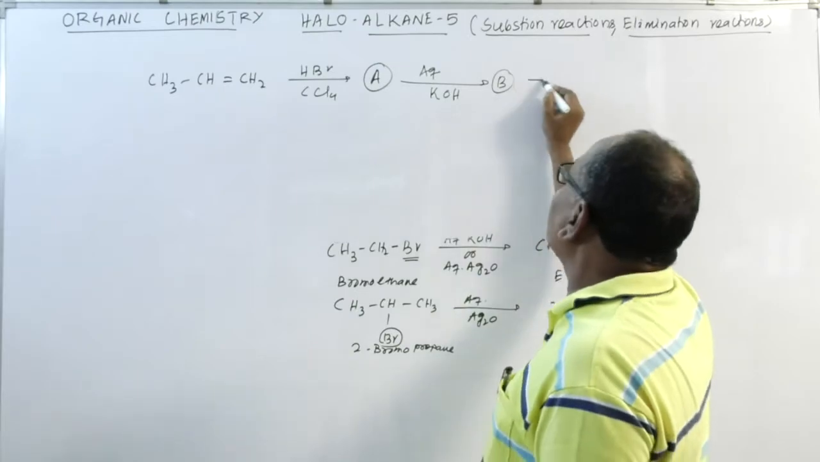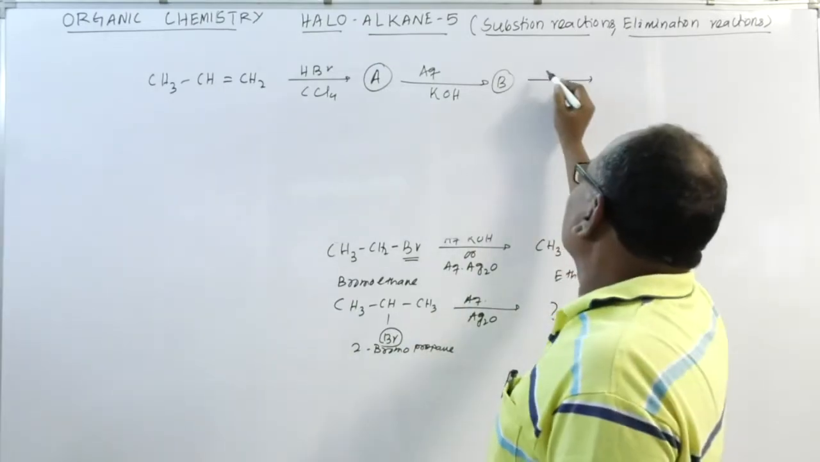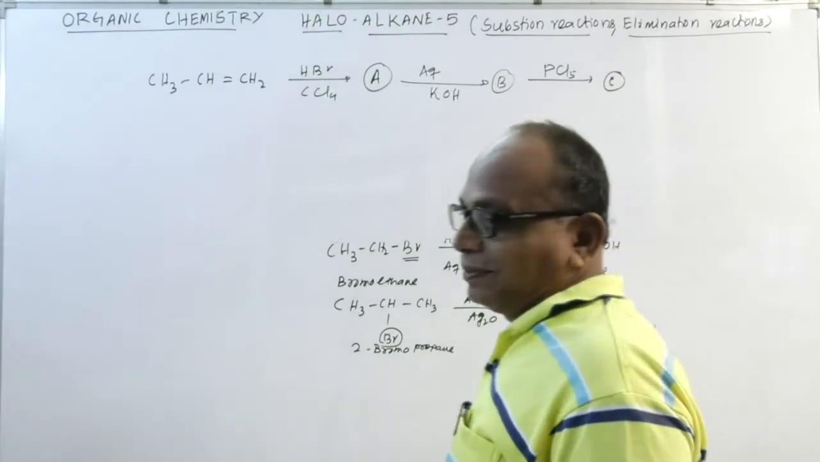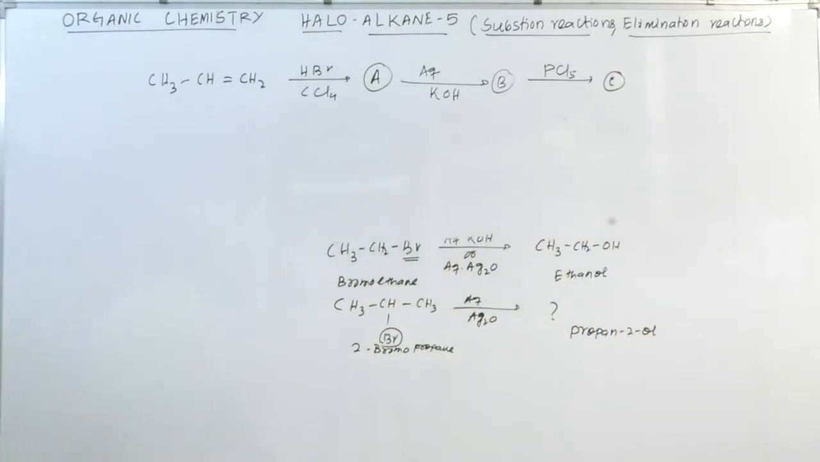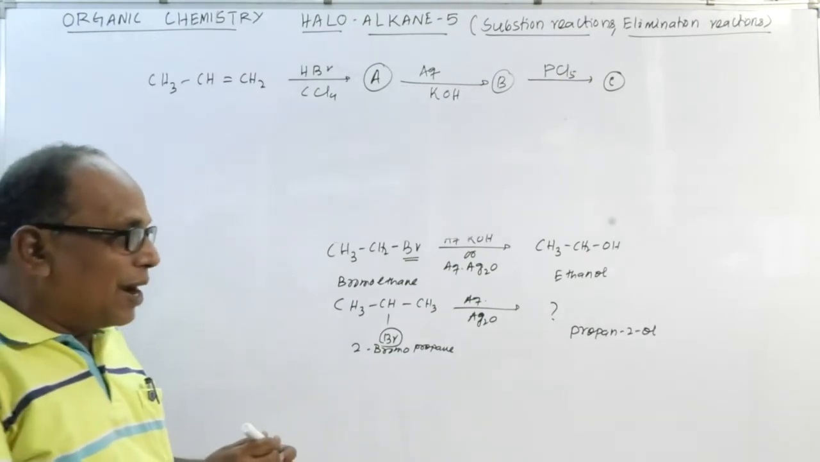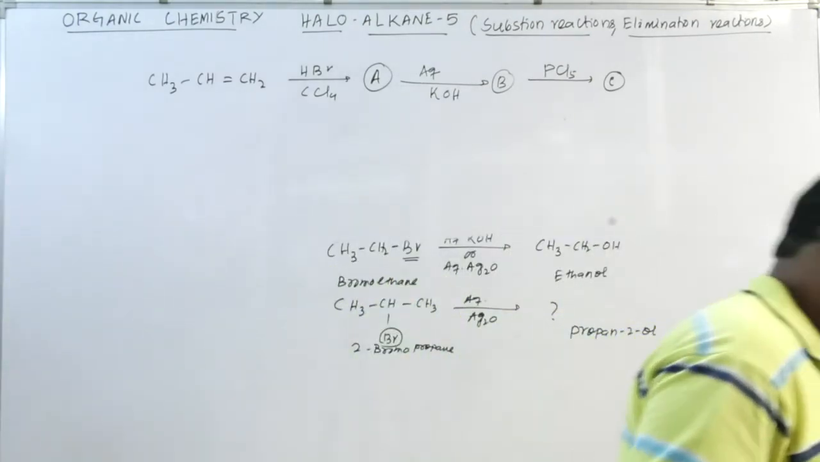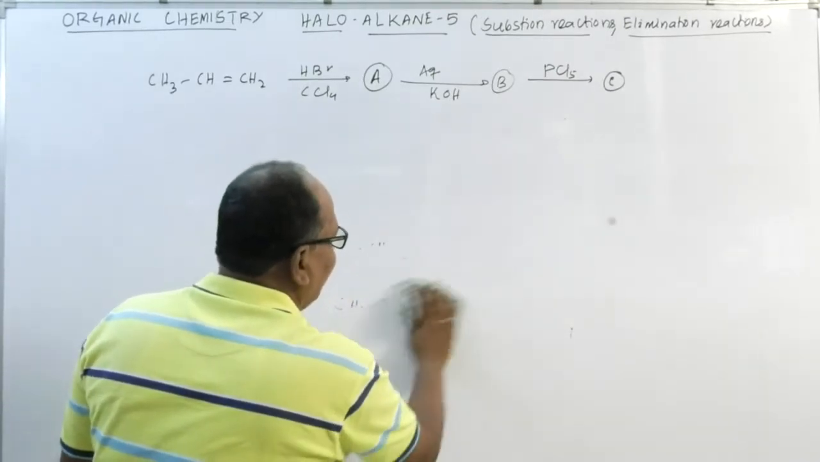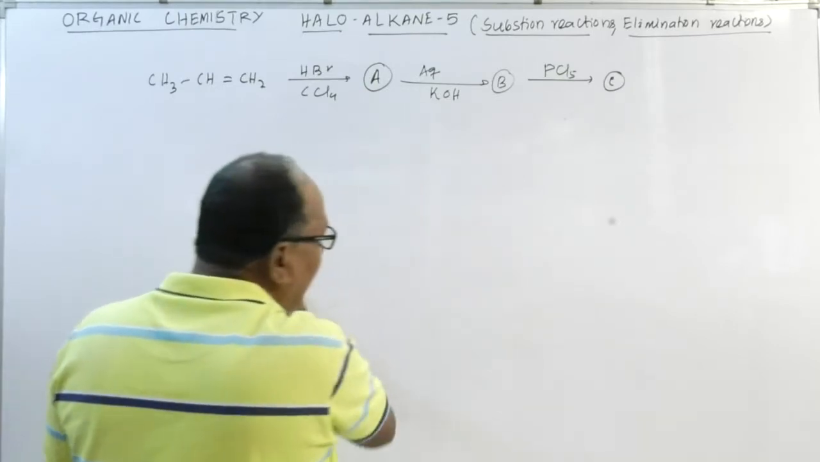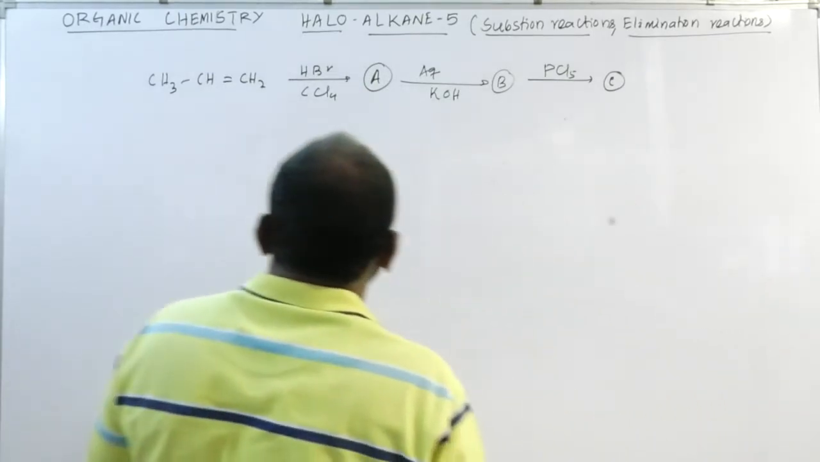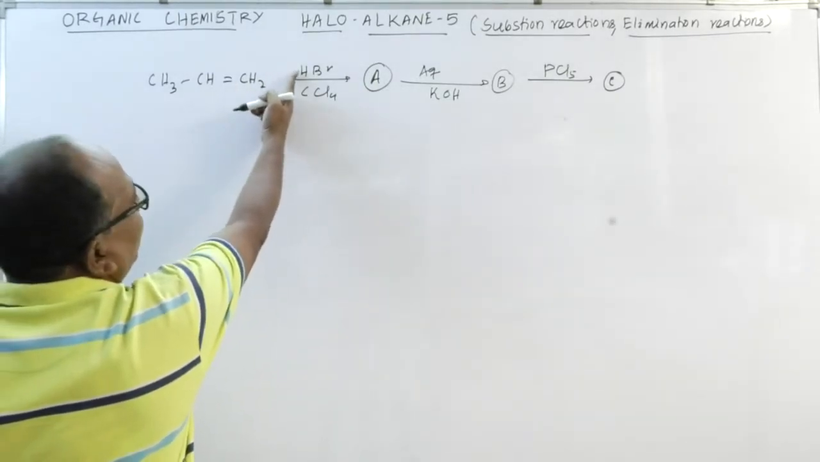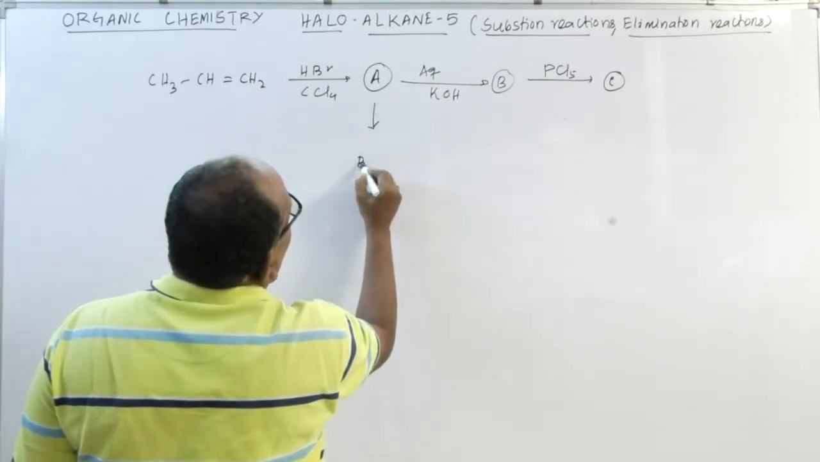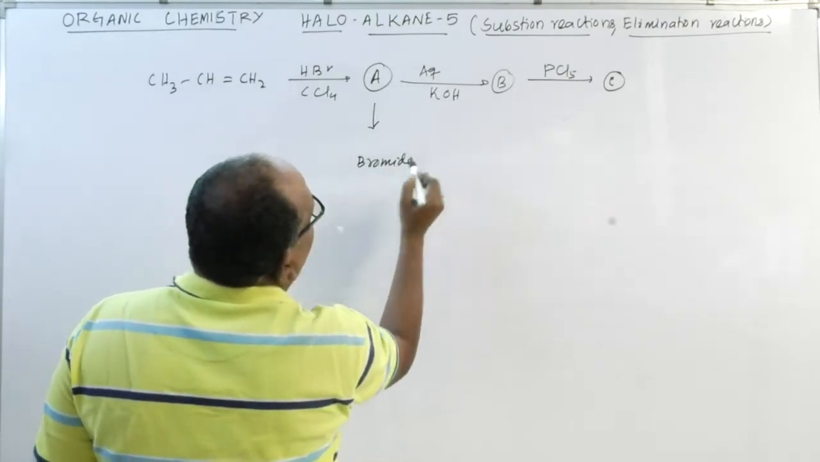When the B is treated with, suppose, PCl5, it gives C. So what is A, what is B, what is C? Can you identify? Very easy to identify. You see, this is a double bond, and HBr has been added across the double bond. This gives you some bromide.